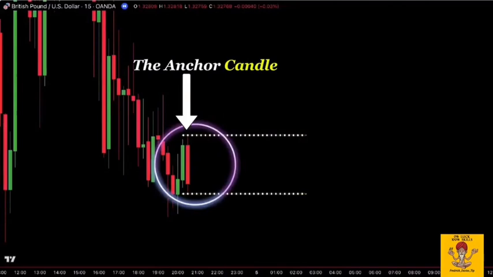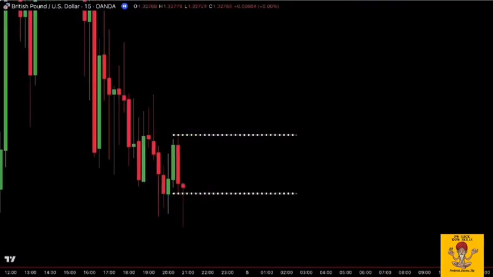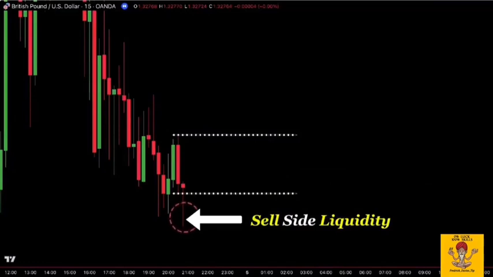Those are now our key levels. The swing high acts as resistance and the swing low acts as support. Clear and simple. Now watch what price does. Price breaks below the support, below the swing low. But instead of continuing lower, it closes back inside the range. That right there is a sell-side liquidity sweep.